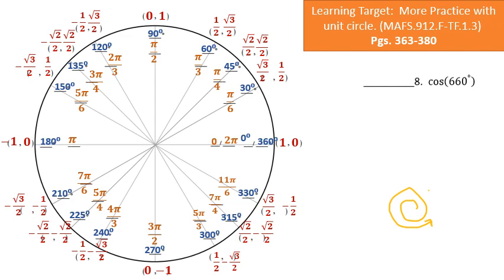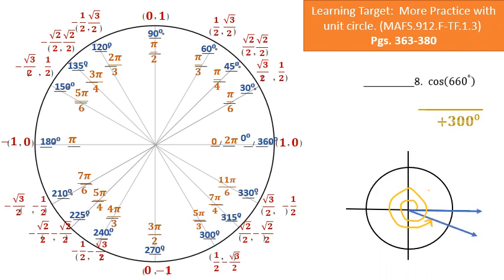Cosine of 660. I like this one because it's larger than one full rotation. Again, this is going to be a coterminal angle. We've got to figure out where this is going to land on the unit circle. Because it's too big, we're just going to subtract one full rotation. If I subtract 360 from 660, I get 300. So there's my angle. This spun around more than one time. It's a cosine, so I'm looking at the x value, so the answer has to be 1/2.